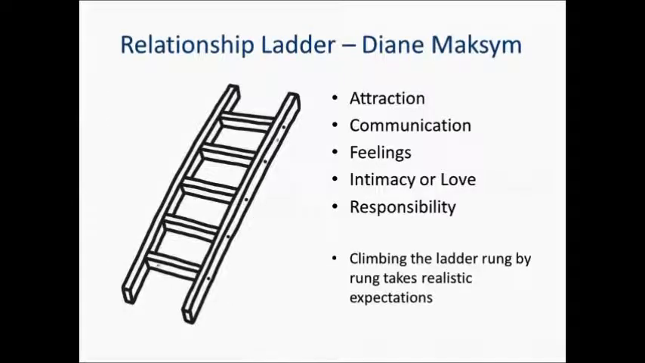Now we are going to have a look at the relationship ladder as proposed by Diane Maxim. So we first have attraction, then communication, feelings, intimacy or love, and responsibility. Climbing the ladder rung by rung takes realistic expectations. We need to explain to the learner that when it comes to developing a relationship with another person, we need to have realistic expectations. We want things to progress at a pace that both people are comfortable with.